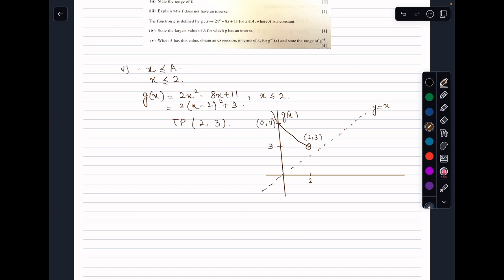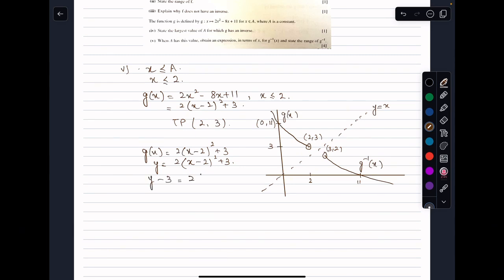So if I have to make the inverse of the graph g(x), then we know that the coordinates have to get flipped, meaning (2, 3) becomes (3, 2) and (0, 11) becomes (11, 0), meaning this is how the graph shall be passing through 11 here. So this is going to be the inverse graph of g(x). To get the equation of the inverse graph, we know that g(x) equals 2(x minus 2) whole squared plus 3. I will be equating it to y, so y minus 3 equals 2(x minus 2) whole squared, or y minus 3 divided by 2 equals (x minus 2) whole squared. Take the square root on both sides.